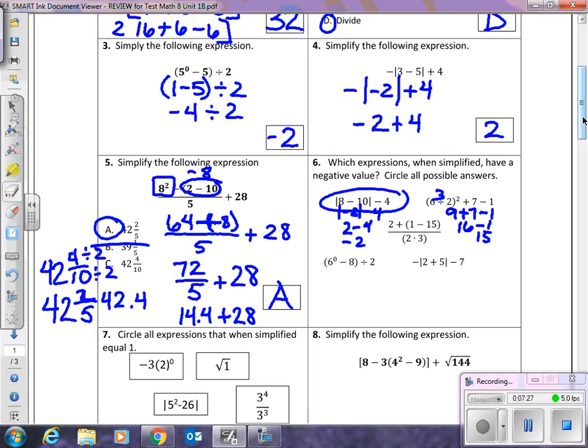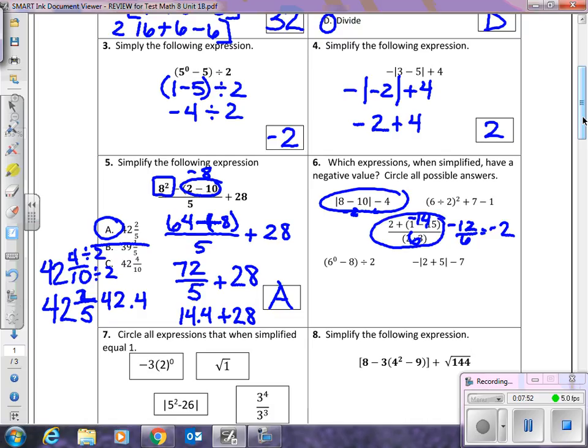Then we go to the one sitting in the middle. We have to start with our order of operations there. So parentheses are going to be done first. 1 minus 15 is going to make negative 14 right here in the middle. And then on the bottom, 2 times 3 is going to turn into 6. 2 plus negative 14 is really the same thing as 2 minus 14. So that's negative 12 over 6, which makes negative 2. We want to circle this one.